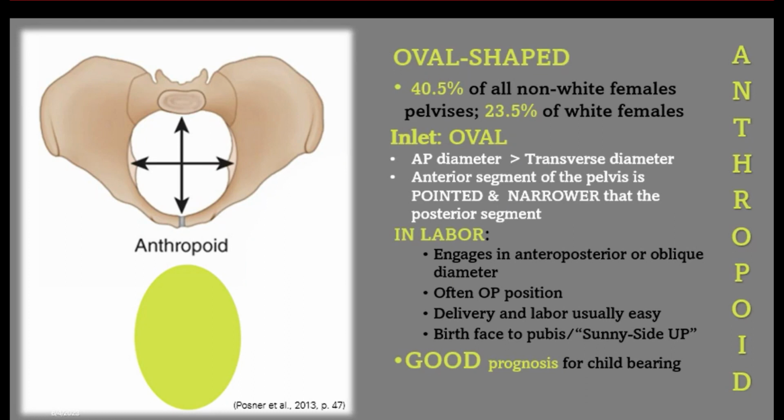During labor and delivery, the fetus typically engages in AP or oblique diameter and is frequently in the OP position. Delivery and labor are usually easy, quote unquote. However, a birth with a baby's face pointing to the pubis, or sunny side up, is very common, so back labor can be an issue. The anthropoid pelvis has a good prognosis for childbearing and vaginal birth.